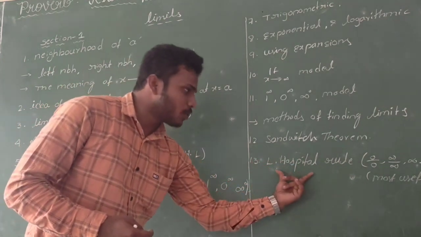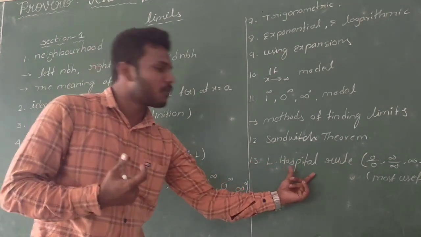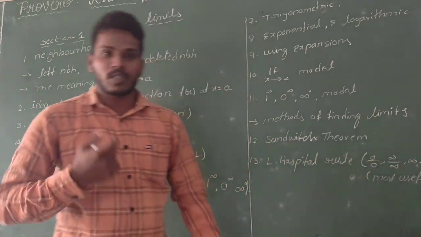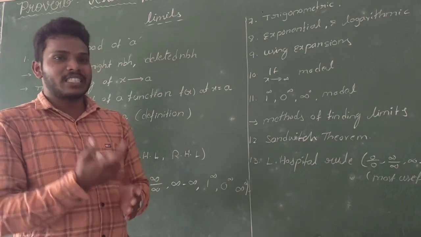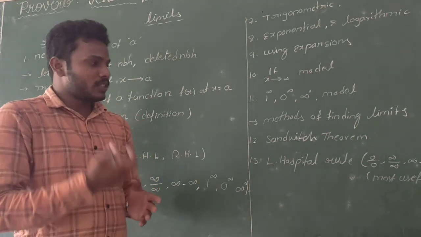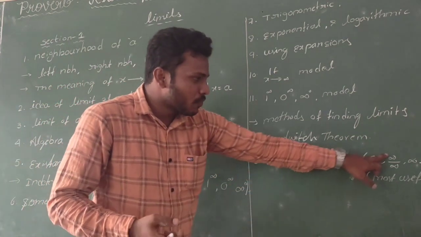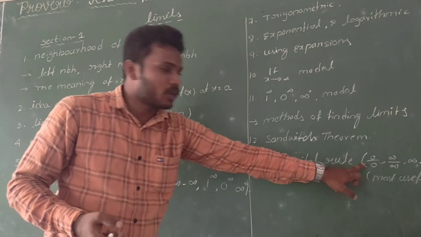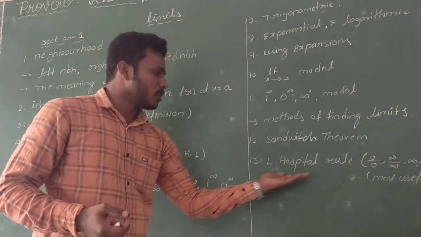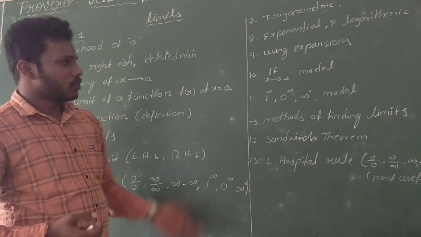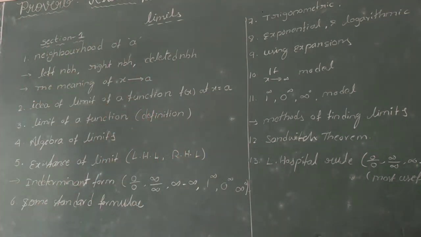This L'Hopital rule is most applicable for 0 by 0, infinity by infinity, and infinity minus infinity type of questions. If you get the answer as 0 by 0 when you substitute the value directly, or infinity by infinity, or infinity minus infinity, then you can apply L'Hopital rule; it is suitable for that type of questions. So this is the section 1 content. I will take the screenshot.